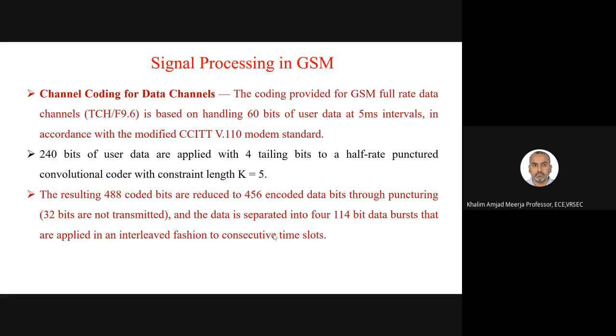So the channel coding for data channels. The coding provided for GSM full rate data channels is based on handling 60 bits of user data at 5 milliseconds interval. You do it according to a certain standard, which is CCITT V.110. 240 bits of user data are applied with 4 trailing bits to a half-rate punctured convolutional coder with constraint length k equal to 5. The resulting 488 coded bits are reduced to 456 encoded data bits through puncturing. We are using puncturing also. So puncturing means out of these 488 coded bits, you won't transmit 32 bits. And the data is separated into four 114-bit data bursts that are applied in an interleaved fashion to consecutive time slots.